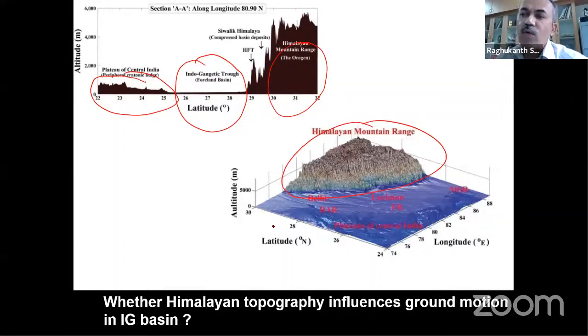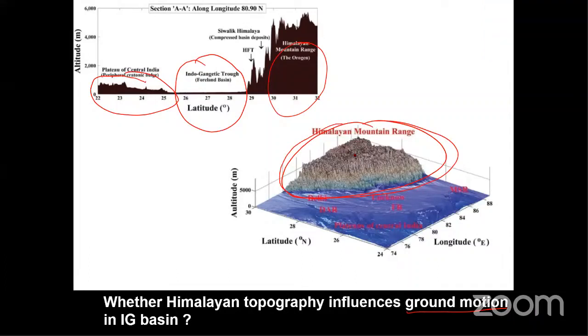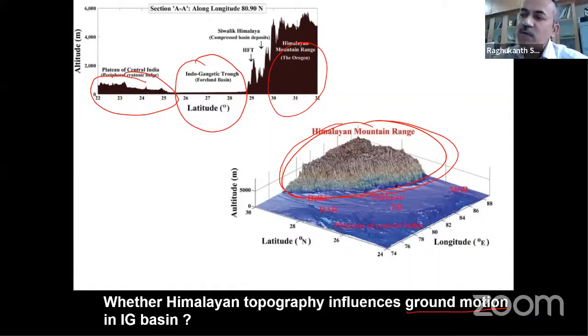So now the question is whether the Himalayan topography influences ground motion in the IG basin, if there is an earthquake occurring in the Himalaya or beneath the Ganga basin. We are focusing on the IG basin only, but whether this Himalayan topography plays a role in amplifying our ground motion. Of course it amplifies or de-amplifies in the Himalayas, but in the IG basin, what is the effect of this topography on the seismic response of this basin also? These are very fundamental, very important questions which have been unanswered, or we don't have strong answers for this type of questions.